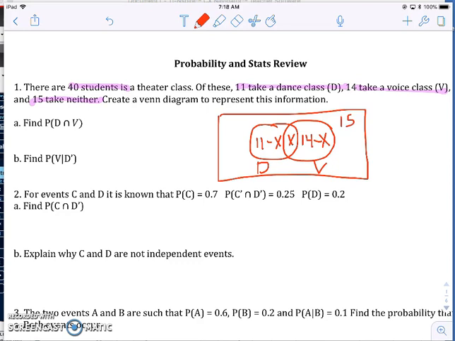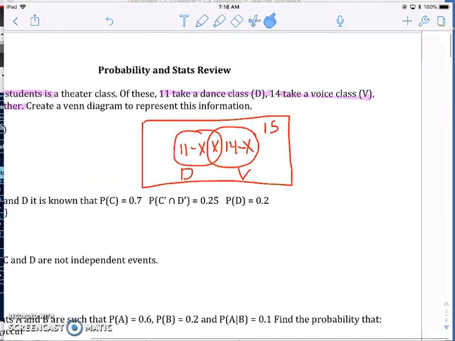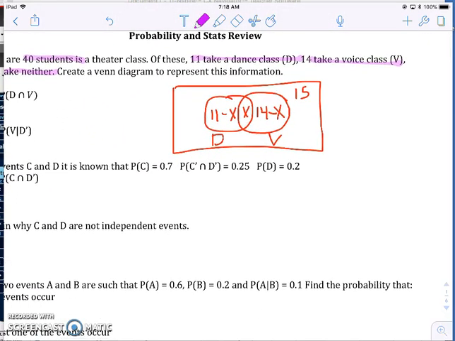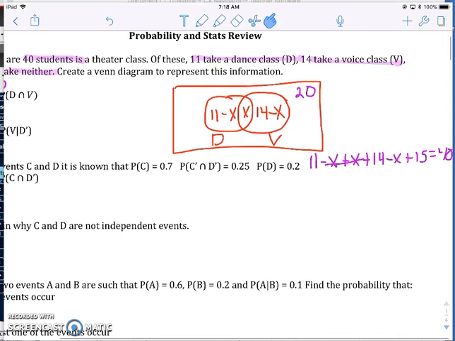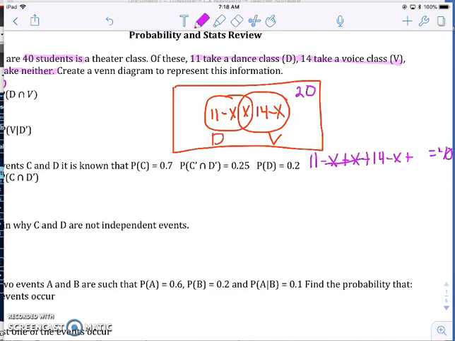So we could write the equation here. We could say 11 minus x plus 14 minus x plus 15 equals 40. Oh, and I'm sorry, we were supposed to change this. This is supposed to be 20 take neither. So we should have a 20 on the outside here. I'm sorry about that, guys.